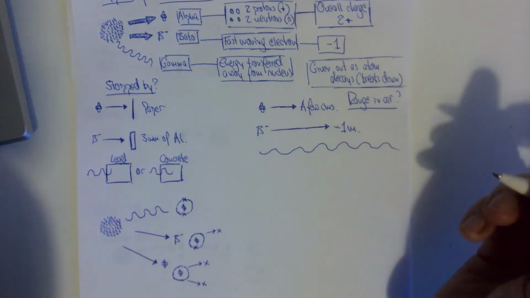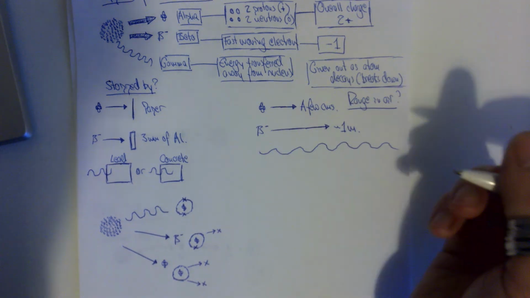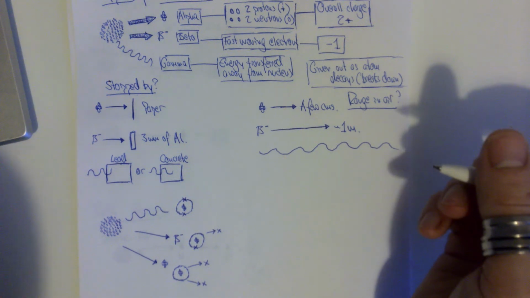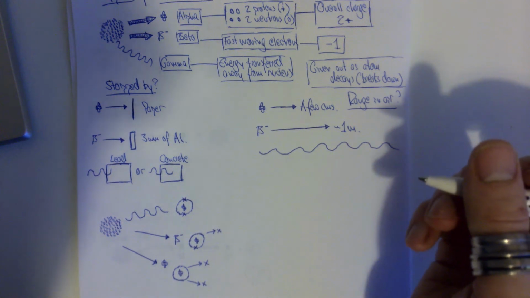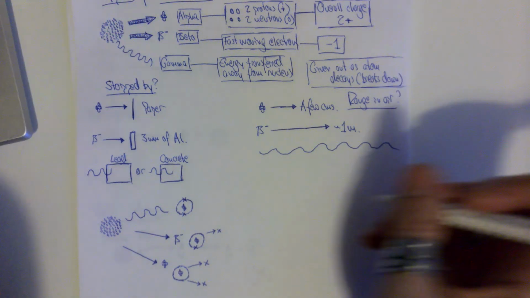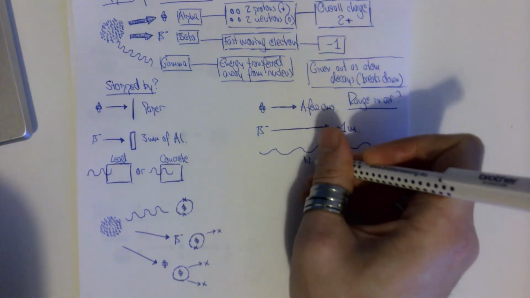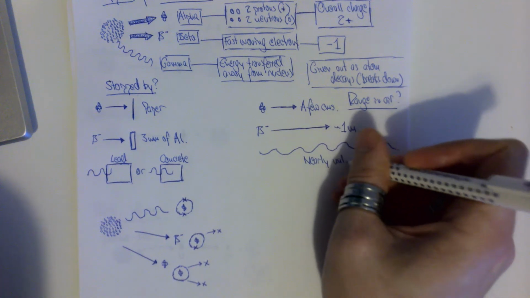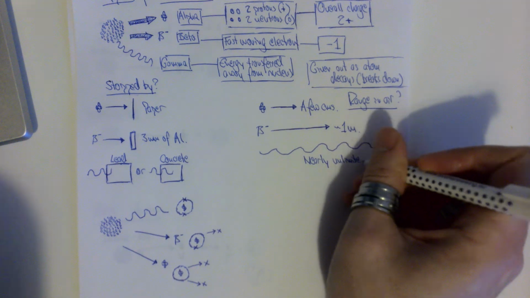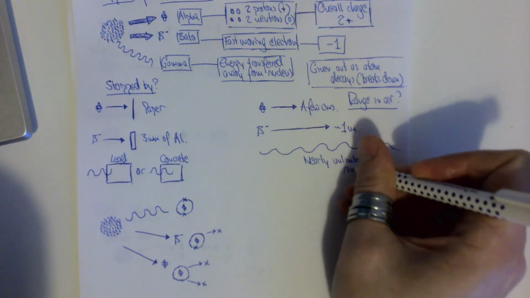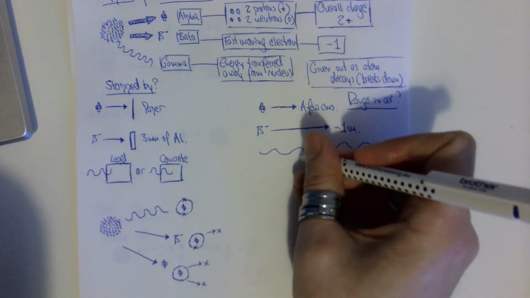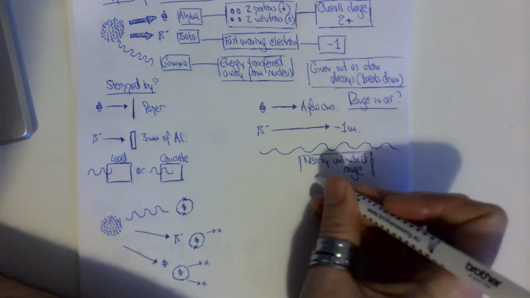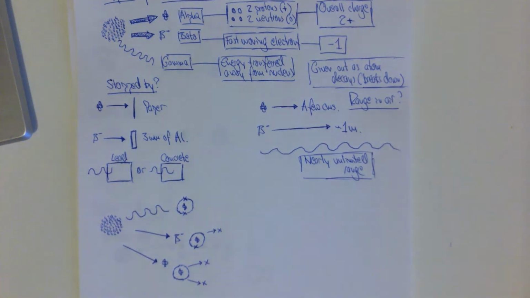Beta have a higher range. They can move a few meters, around a meter in air, whereas gamma, because it's energy that's transferred away from the nucleus, has a nearly unlimited range. So its range is nearly unlimited.